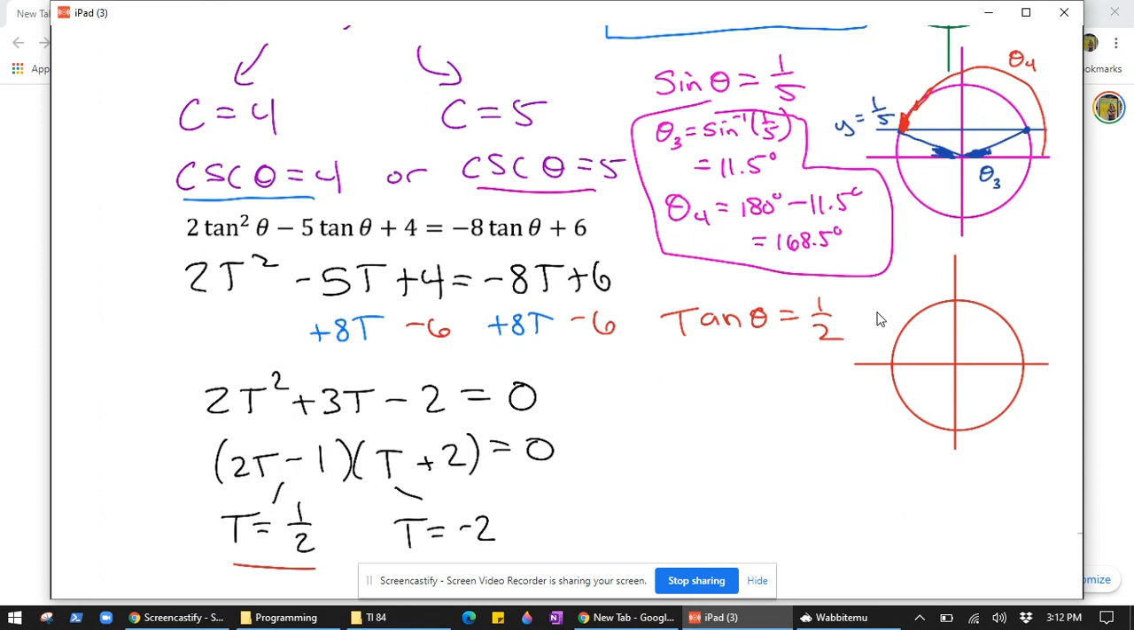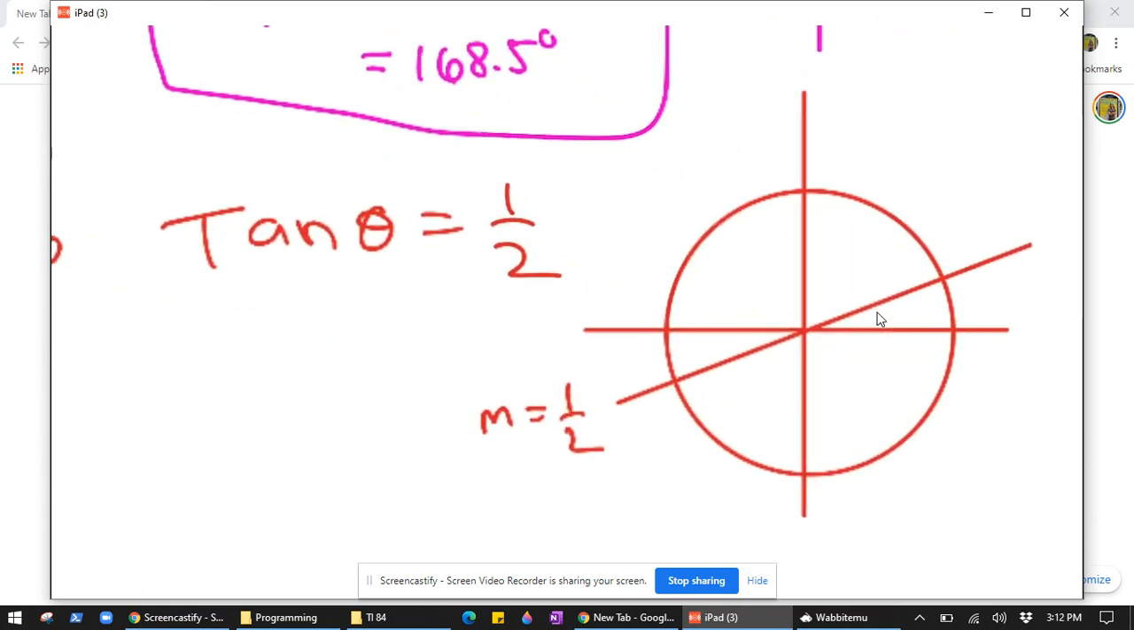So I'm going to draw a line through the origin that has a slope of 1/2. That probably looks something like this, maybe. Okay, let's just say that has a slope of 1/2, because the tangent is the slope through the origin. So my angle that I'm looking for is right here, this angle here. Let's call that θ1. That's our answer. When we do tan inverse, we're going to get that answer.